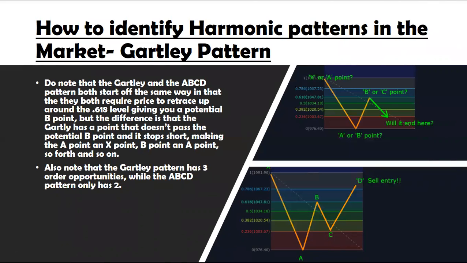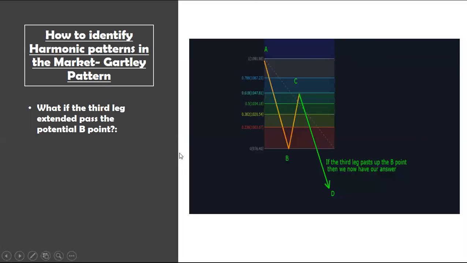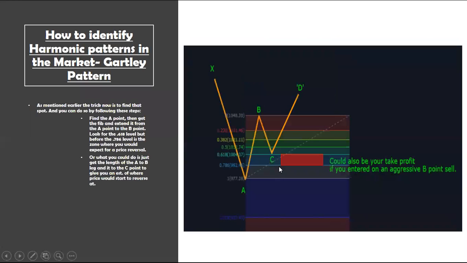So as I just talked about, the Gartley pattern, this is pretty much what we just talked about here. And I'm asking here, what if the third leg extended past a potential B point, right? Well, if it did, then that would give you an ABCD pattern, because that would violate the rule of what we know as a Gartley pattern. And so all your points will change, the way you named it will all change. So keep that in mind.